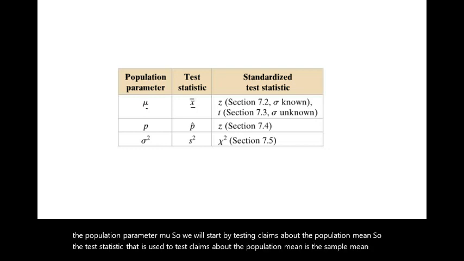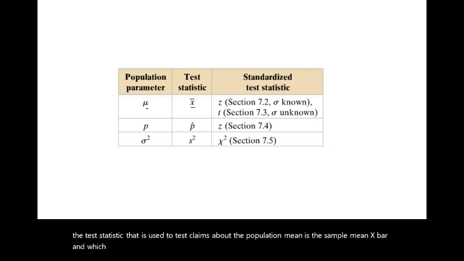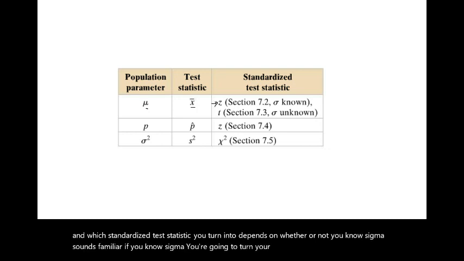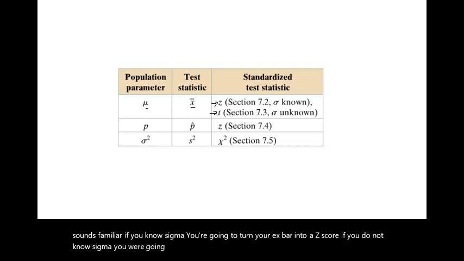And which standardized test statistic you turn it into depends on whether or not you know sigma. Sounds familiar? If you know sigma, you're going to turn your x bar into a z-score. If you do not know sigma, you are going to turn your x bar into a t-score.